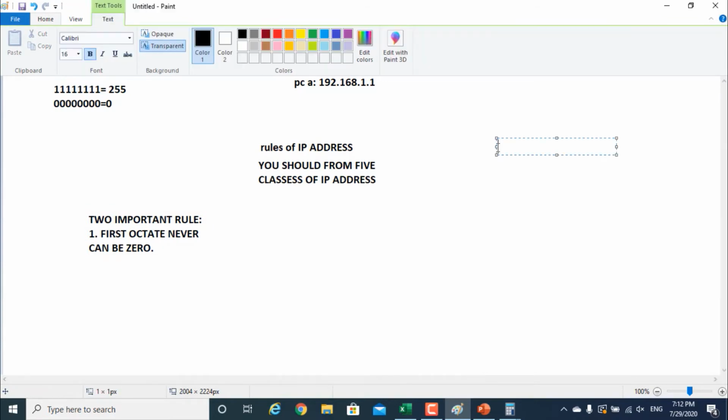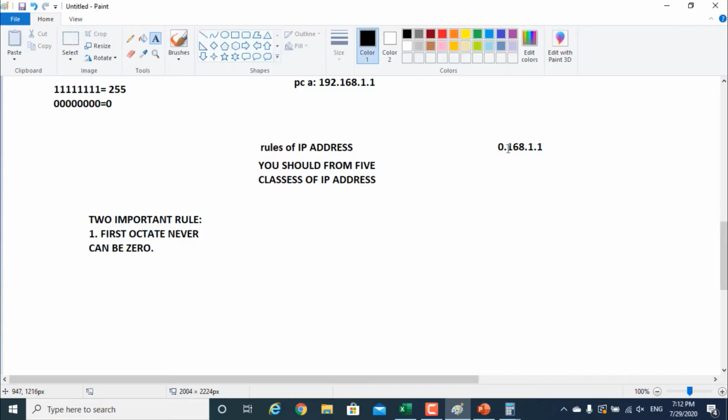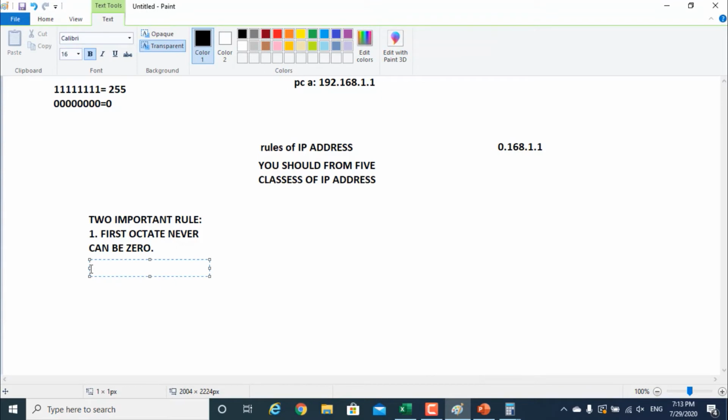For example, we cannot have an IP address like 0.168.1.1. Remember that the first octet cannot be 0. And there's another rule for the first octet: it cannot be 127 either, for example 127.1.1.1.